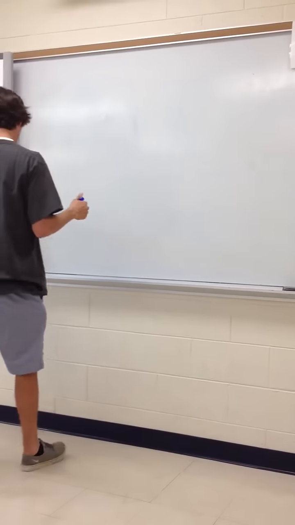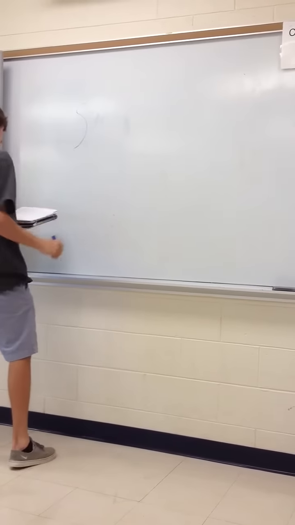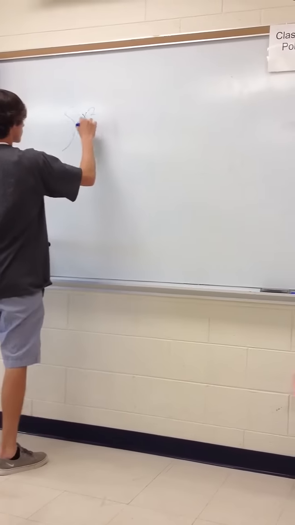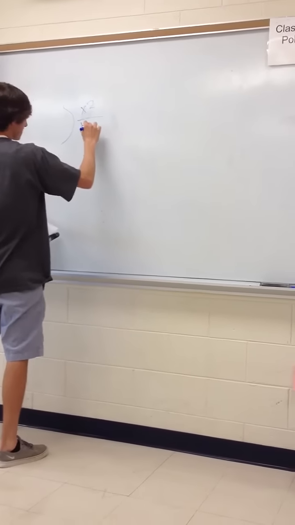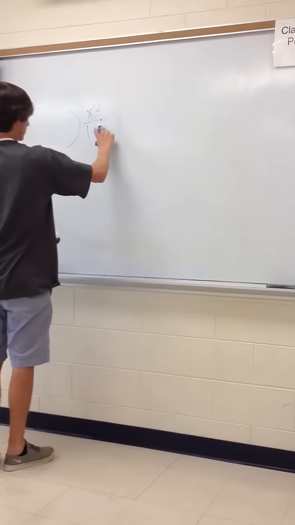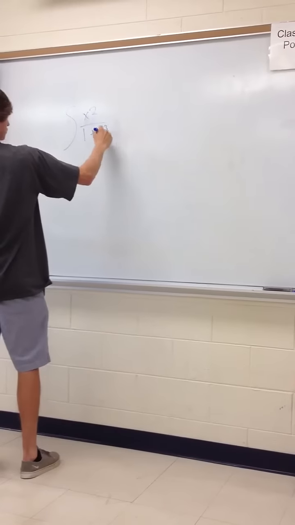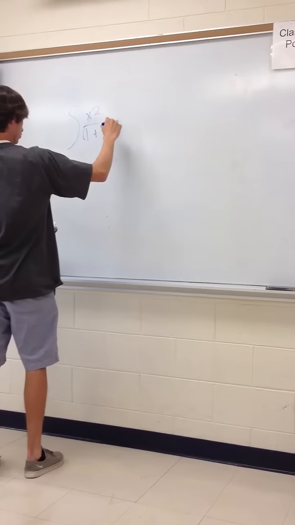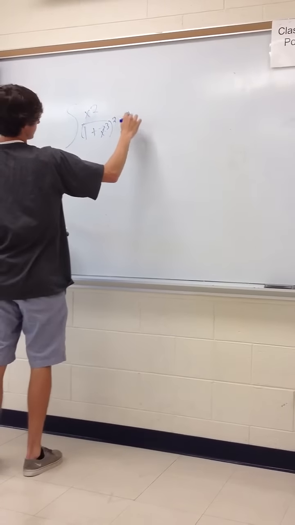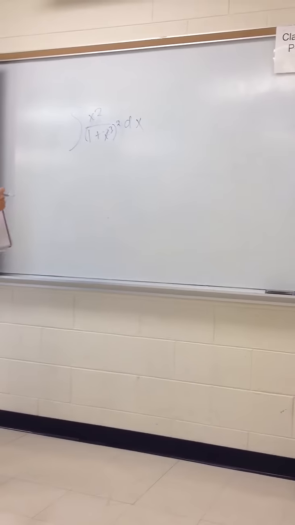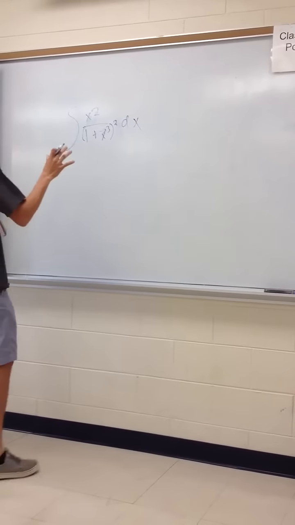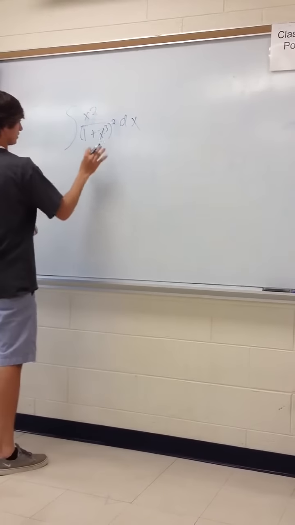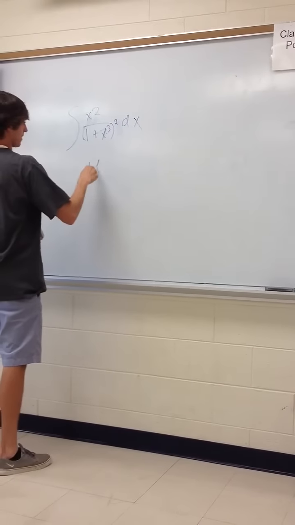So let's take an average problem like the integral of x squared over (1 plus x cubed) squared dx. Alright, so the first thing you want to do is look for your biggest expression, which is clearly the 1 plus x cubed. So I'm going to make that my u.